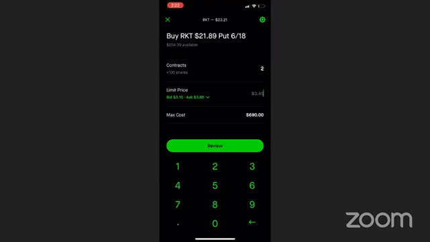$690, but you can always put in your limit price. You don't have to go with the mark. I can say 3.25, I'll pay $650 for mine. And it may or may not transact there, right? I may have to wait a little bit for it to hit that number, but that's a limit price. And I would pay $650 for those 2 contracts.